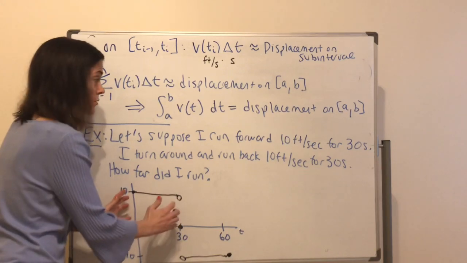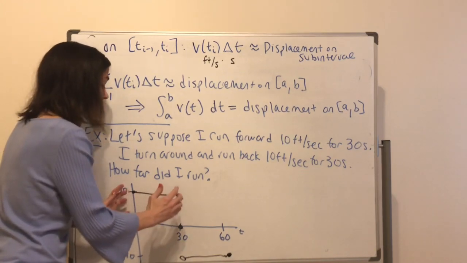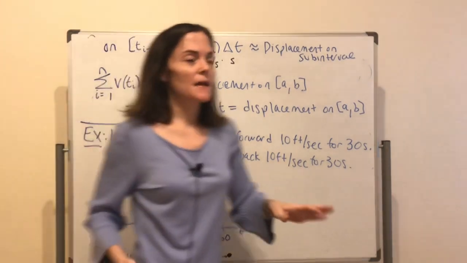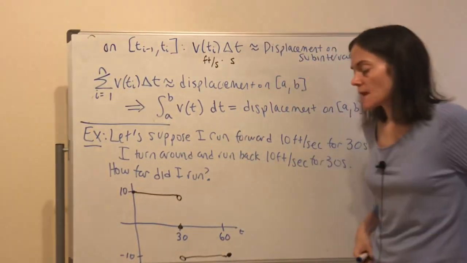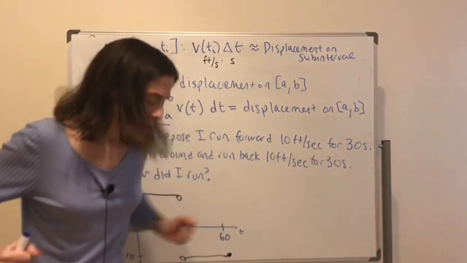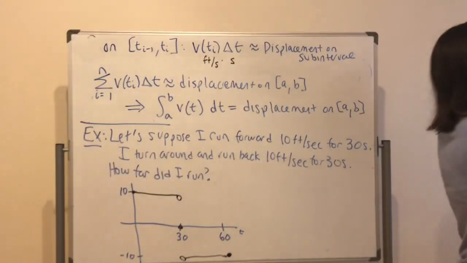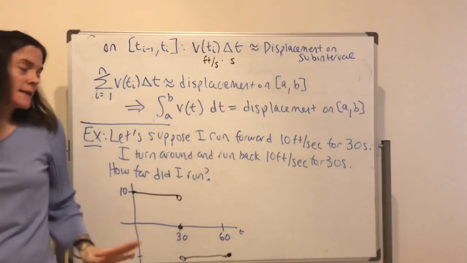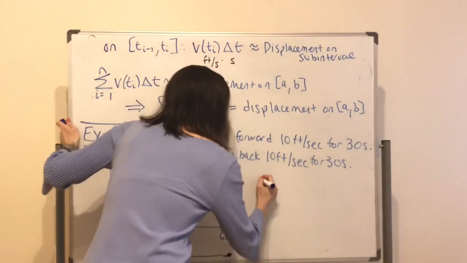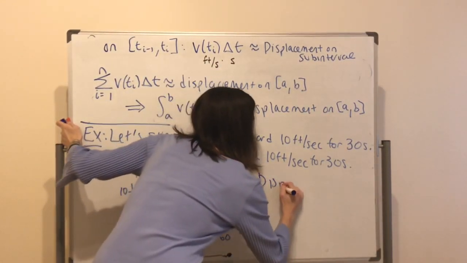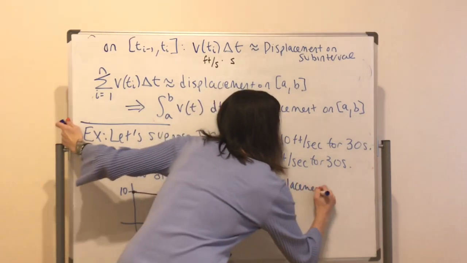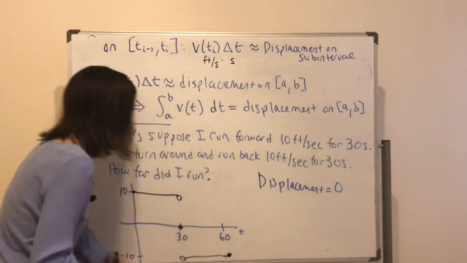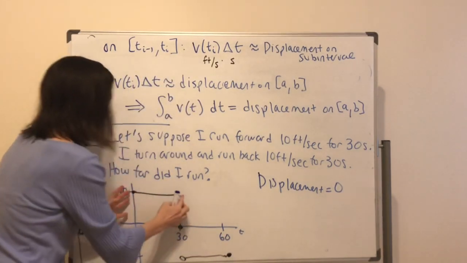So the total displacement we know is 0, without even integrating, because I started and ended at the same spot. I start, take off, and then I just turn around, take off this way. I start and end at the same place. So my displacement here, 0. And in fact, you can also see this here.